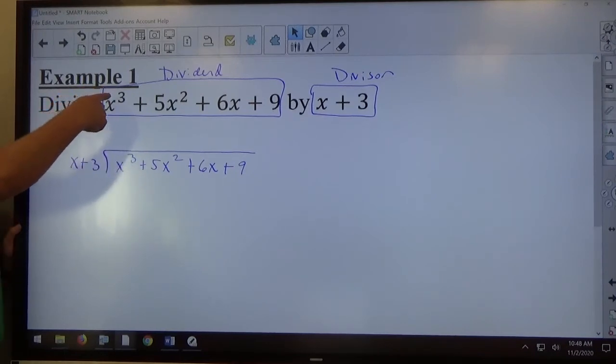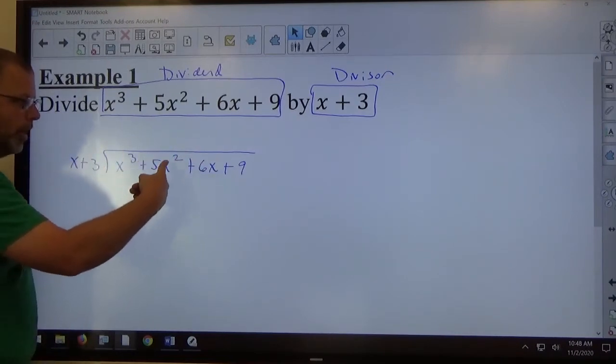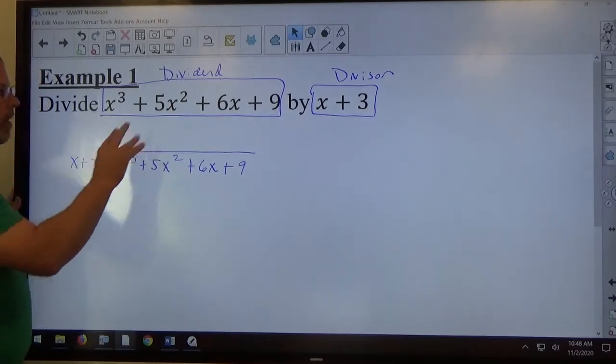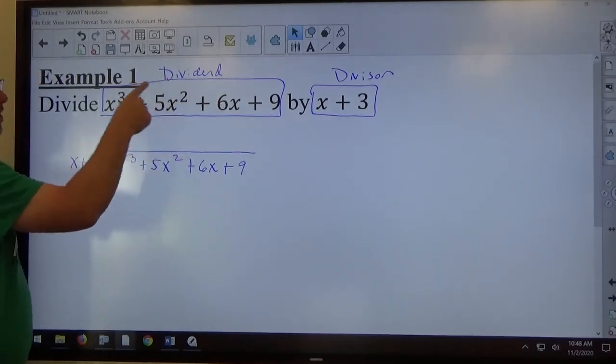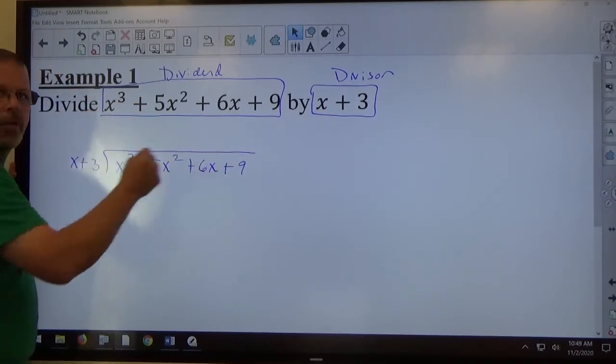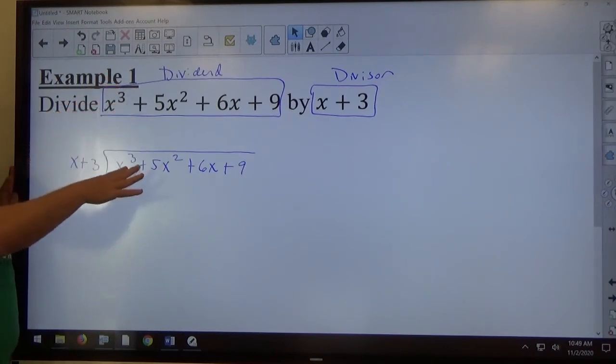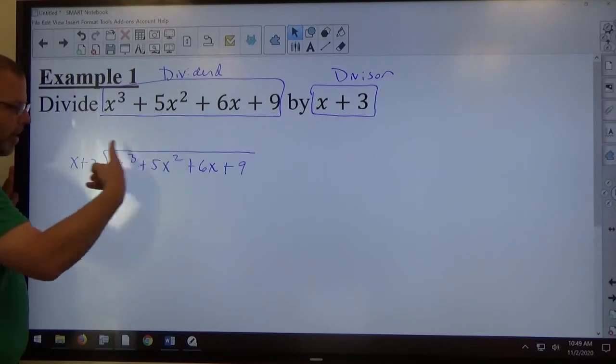So if this is written in your book, this is what should be written on your paper. We do want descending order, which means the highest power to the lowest power: cubed, squared, first, constant. If this was in some weird order, like if it said 6x plus x cubed plus 9 plus 5x squared, you want to rearrange it so it was cubed, then squared, then first power, then constant. All right? That's the most important part of the problem. If you don't set it up properly, you can't get the right answer. So make sure as you copy it from your book onto your paper, you copy it correctly, in descending order, dividend inside, divisor outside.